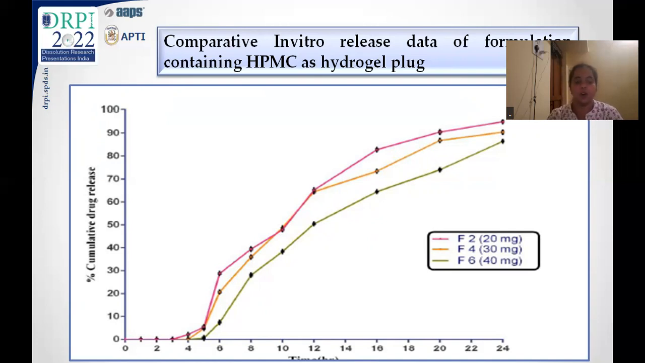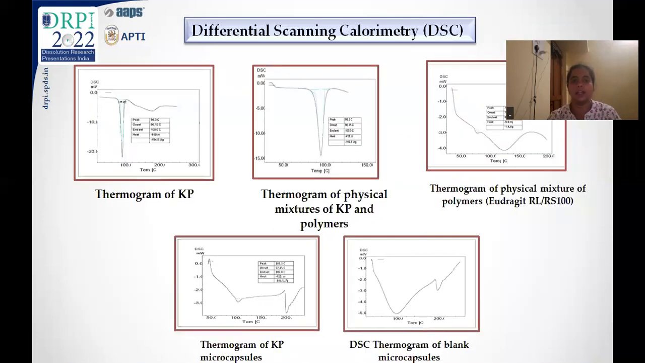Then it was followed with the DSC study, differential scanning calorimetry. The DSC of the drug alone showed a sharp peak indicating the drug is in crystalline state. DSC of the ketoprofen microcapsule showed the disordered crystalline state indicating good compatibility.